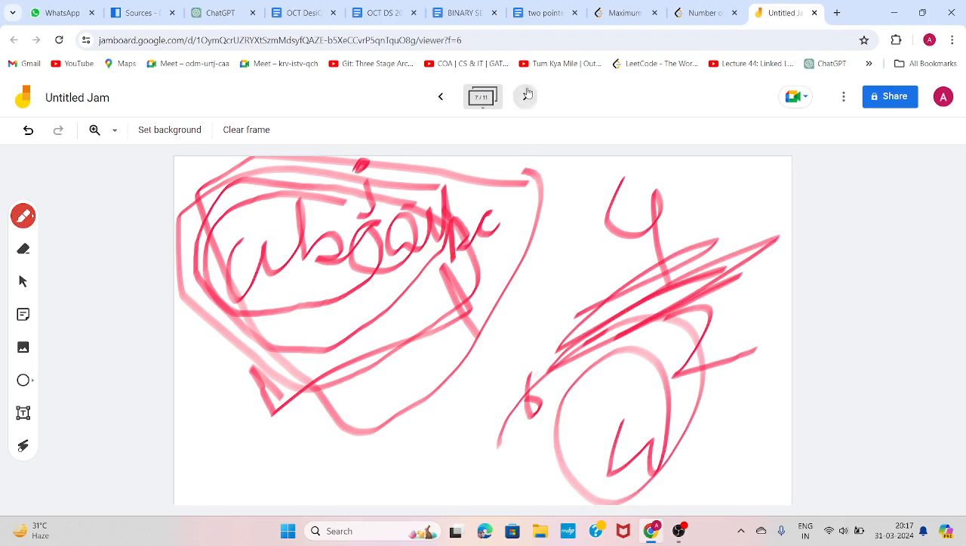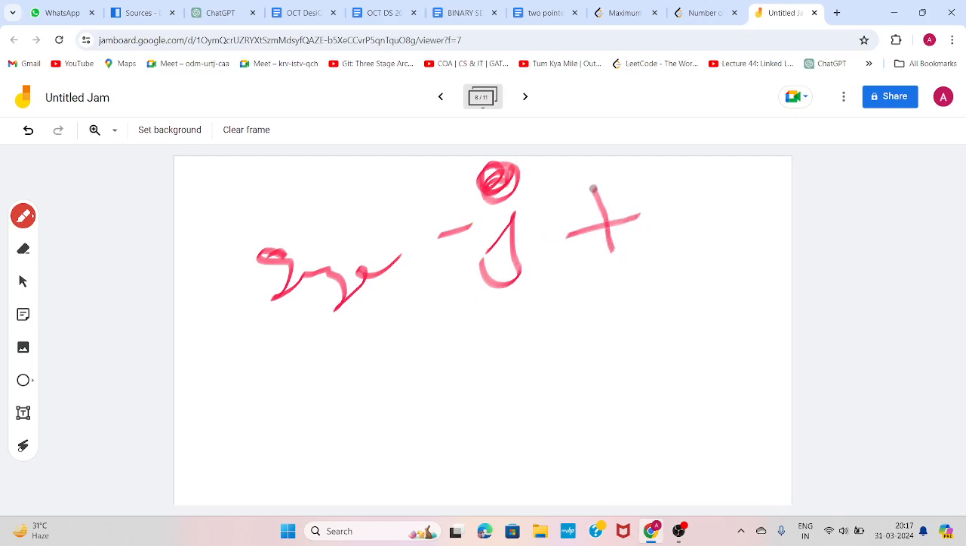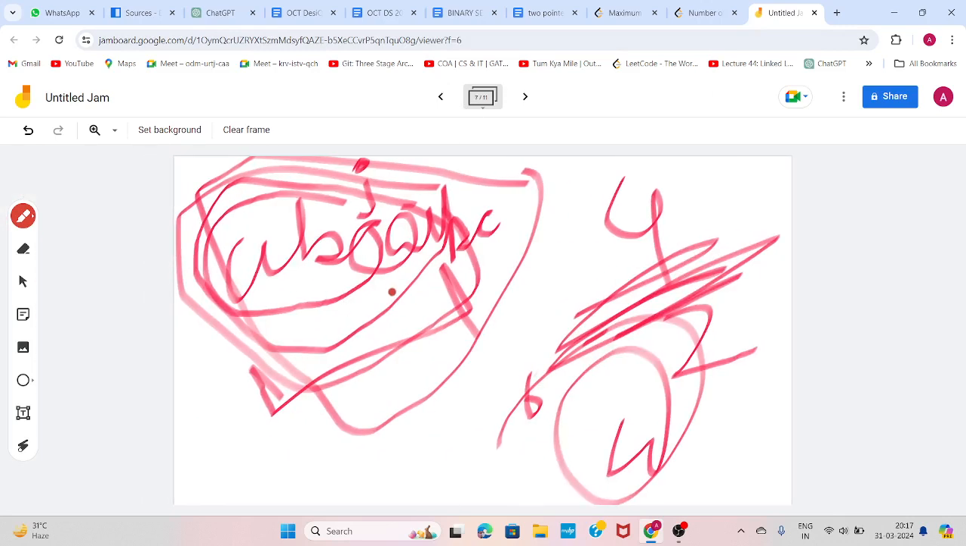So what does the formula become? Formula is j minus i. No, sorry, not j minus i. It's size minus j, where j is the index. Okay, plus 1. So this is the formula to calculate all the valid subarrays.